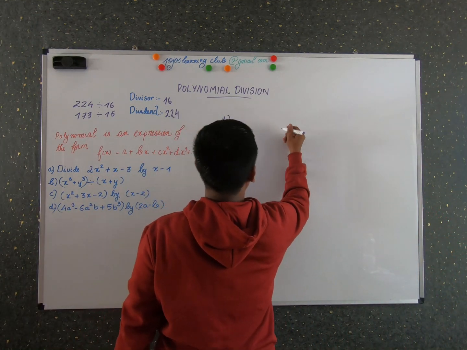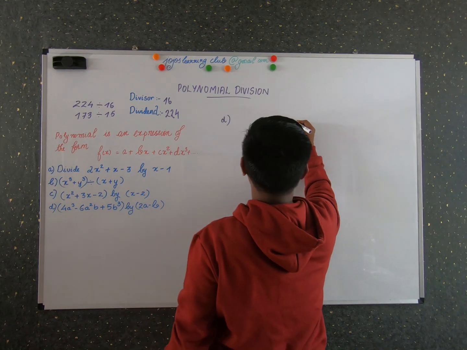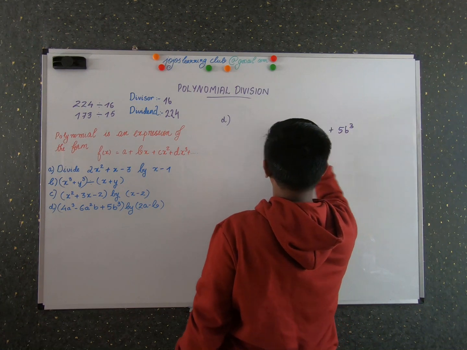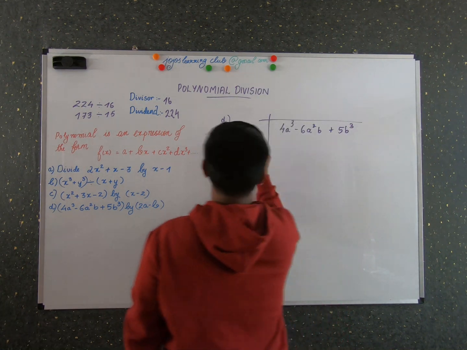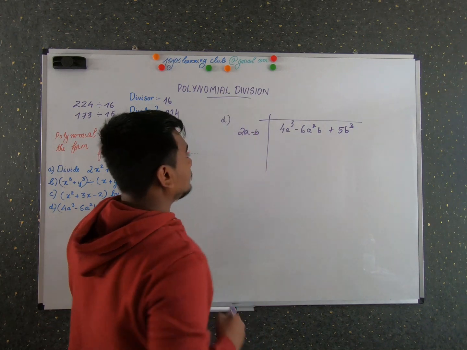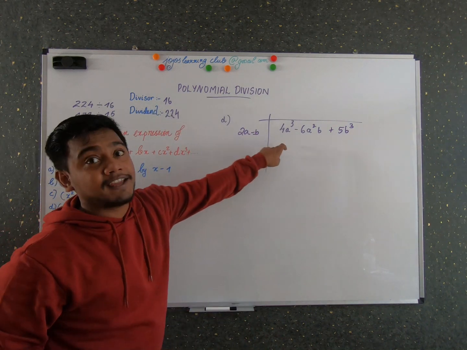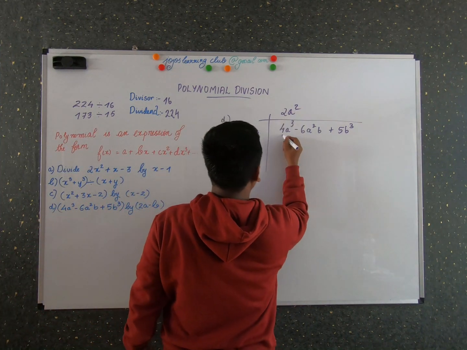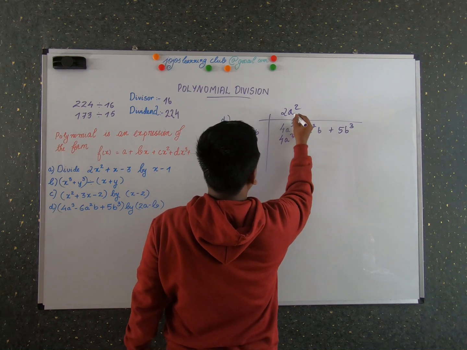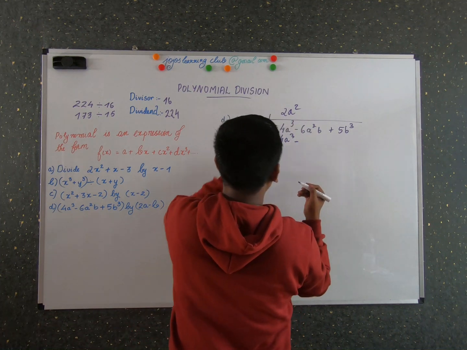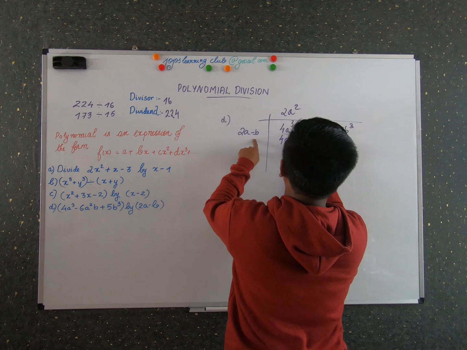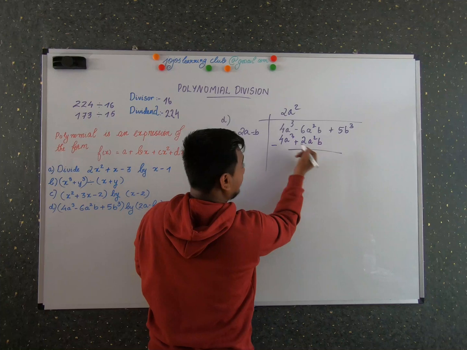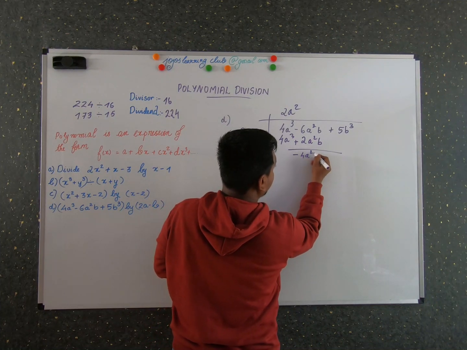So first I'm going to write the dividend, 4a cube minus 6a square b plus 5b cube, right? This is our dividend, and I'm going to do the long division here by 2a minus b. So check the first term 2a, and here it is 4a cube. So to get that, you have to multiply by 2a square. So you get here 4a cube, and minus b into 2a square is minus 2a square b, and now you have minus here and plus here, so you can write this back again, minus 4a square b.